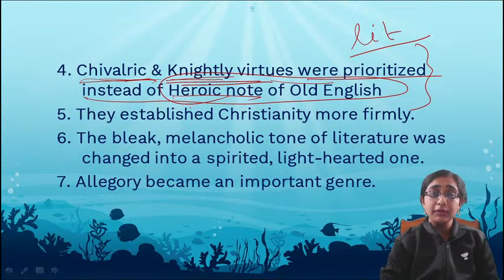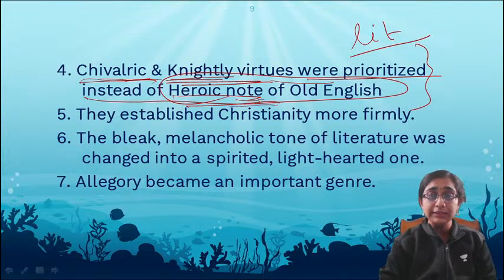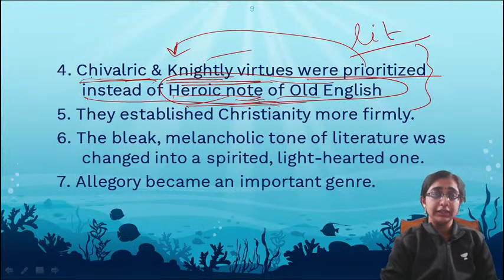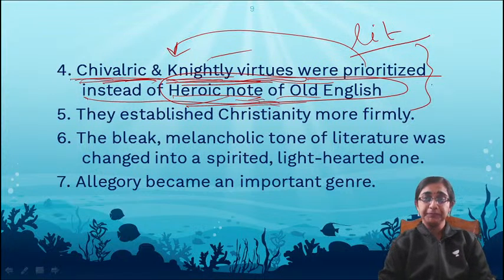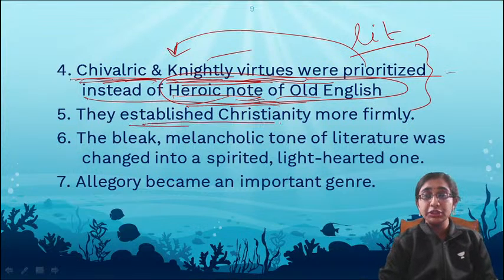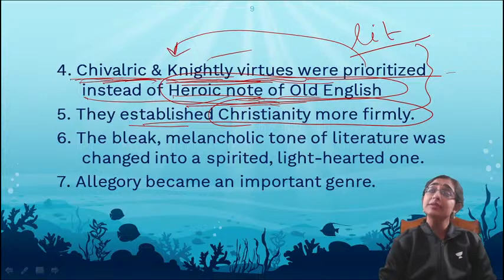And the heroic note, the note which we found in Beowulf or other heroic poetry, which I have discussed earlier, that note was almost decreased. And this note was prioritized. So this became the main theme of the poem during the Middle English age, to uphold the chivalric and knightly virtues. Okay, clear? And another important thing is that they established Christianity more firmly. So in Middle English poetry, you will find some alliterative poems which were mostly based on Christian themes.